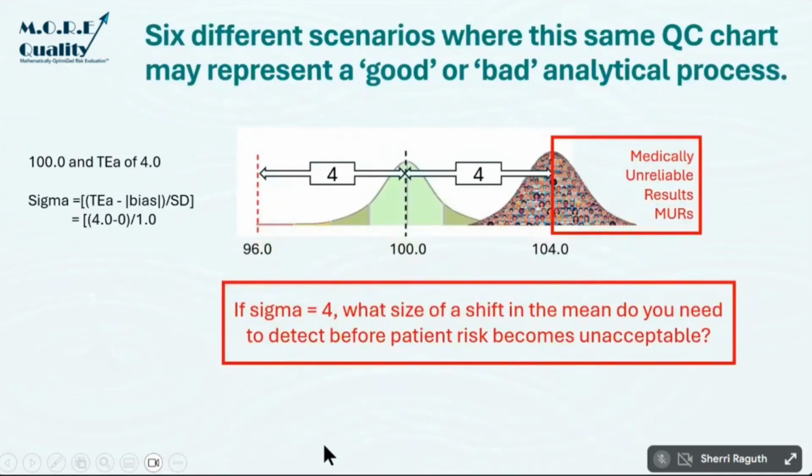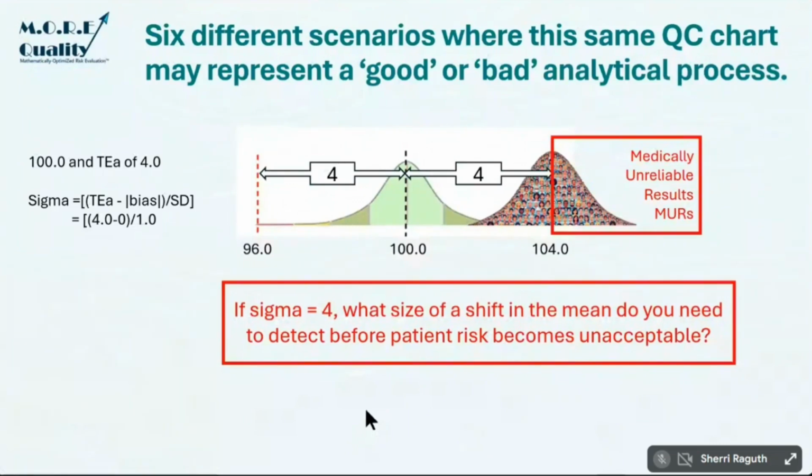So let's go back and ask that question that I started to ask earlier. If sigma equals 4, what size of a shift in the mean do you want to detect before patient risk becomes unacceptable? Let's get people to answer that one in the chat. What size of a shift would you like to detect? Your sigma is 4 to begin with. Do you want it to detect a shift of 1 SD if sigma shifts from 4 to 3?